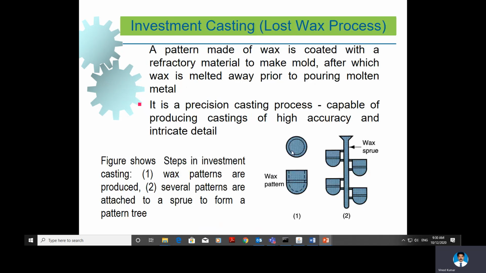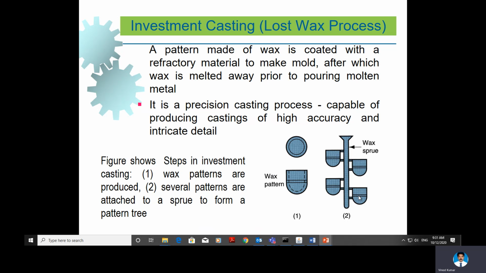First, wax patterns are produced. After producing wax patterns, for example, this is the shape of the product to be produced. So we produce a pattern with the shape of the product with the help of wax. Then we connect several parts with the help of a sprue. It looks like a tree then. Several wax patterns are attached to a common sprue.